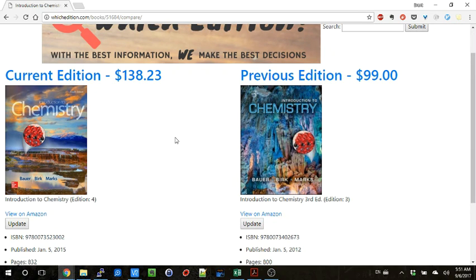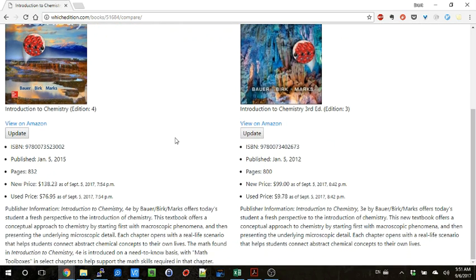A lot of students prefer to have a brand new copy so that they can make their own notes and highlights in the text. There are other students who are just fine using a textbook that others have used before, and so Which Edition also gives you a price comparison down here of the used price for both the previous and the current prices. And as you can see, you're going to save a lot of money purchasing the previous 3rd edition. But that raises the question, what's the difference between these two books?